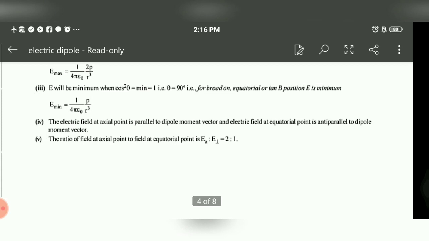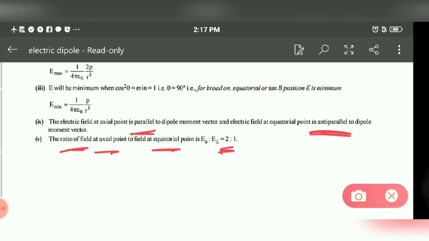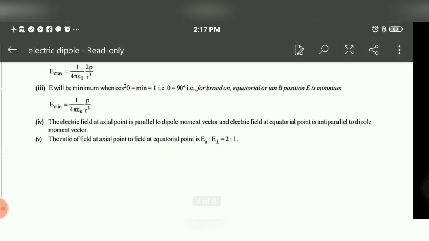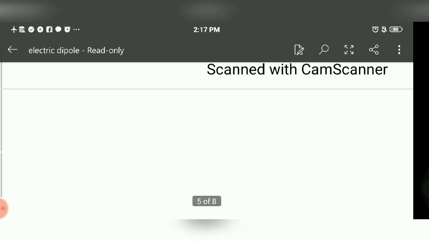And last, for the axial point, the electric field and dipole moment are parallel to each other. But for equatorial, they are anti-parallel to each other. And if we take the ratio of the axial to equatorial, that is 2 ratio 1 over here. So this is the electric field due to an electric dipole at an equatorial point.